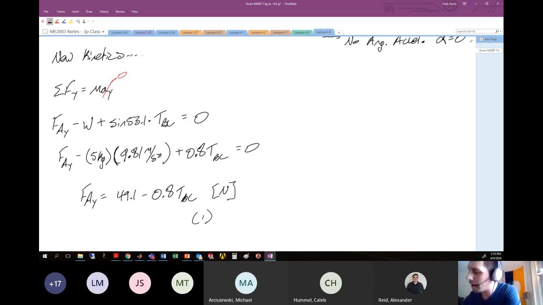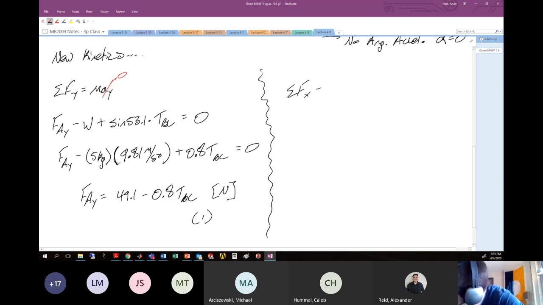So that's the force in the Y direction. All right, we can also look at the sum of the forces in the X direction. So here we have the sum of the forces in the X equals MAX. So here we'll take it to the max.